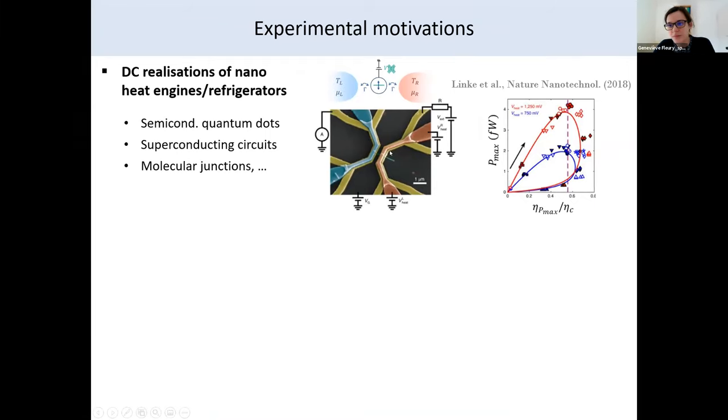Here I show you this. For instance, this setup studied in the group of Heiner Linke can be seen as an experimental implementation of the resonant level model I've introduced before, but without time-dependent perturbations. So here, the dot is in the green nanowire. And they have shown that this quantum dot can operate as a heat engine near Carnot efficiency and with finite output power.